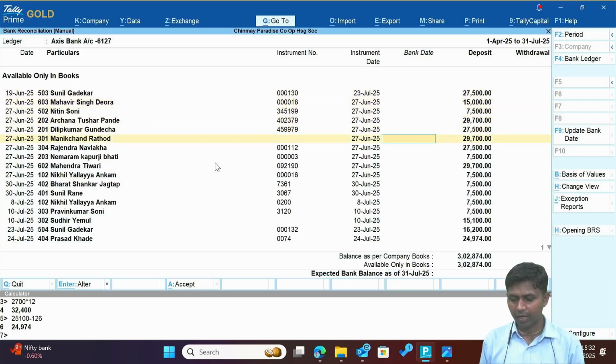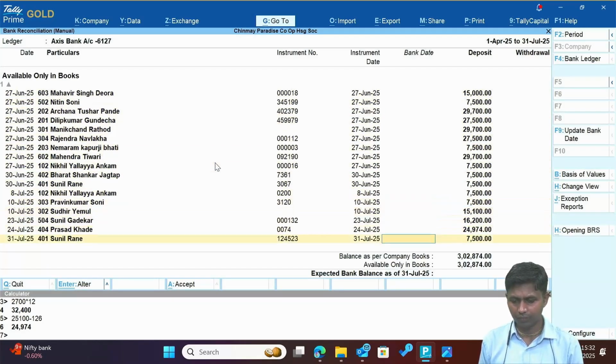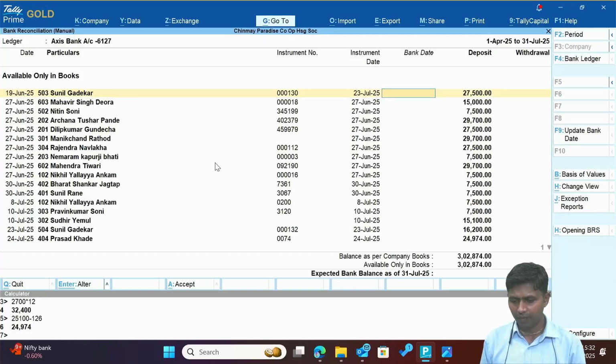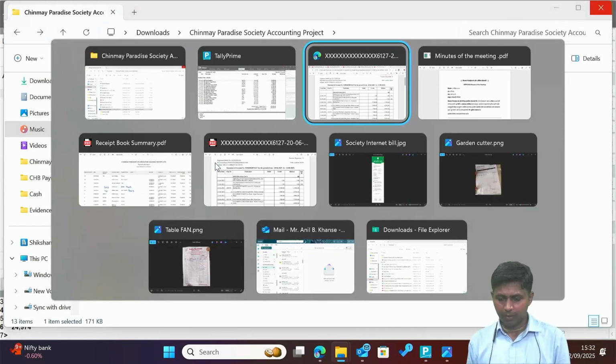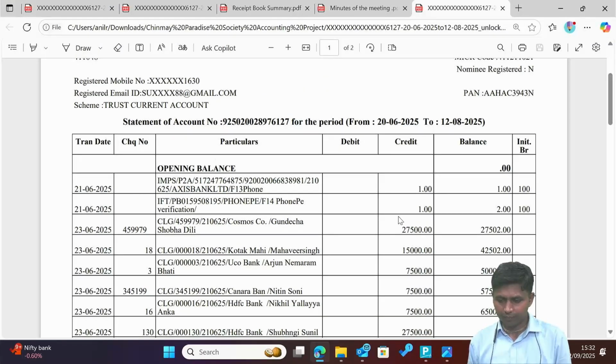Now just write the bank dates in front of these entries or these transactions and accept it. You'll finally find the bank in the tallied form. Okay. Now then one by one, you can tick the transactions which are matching.